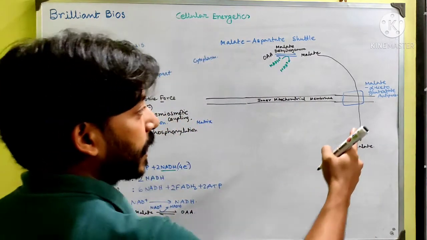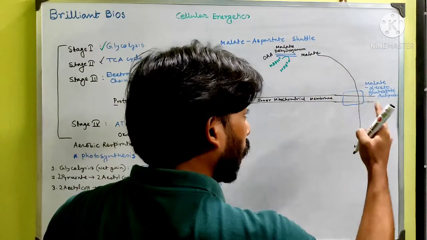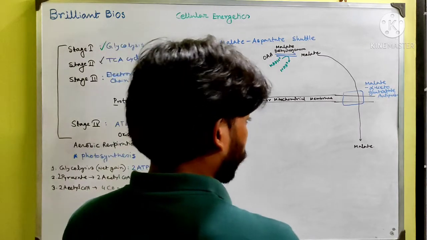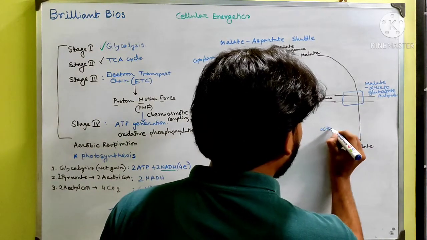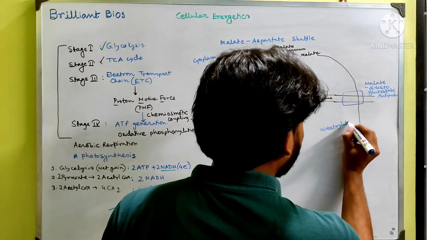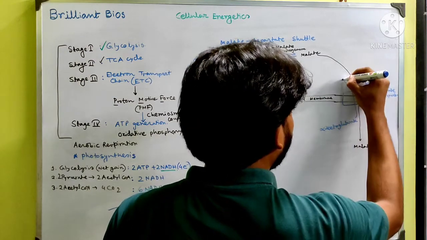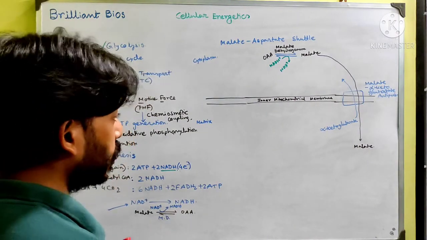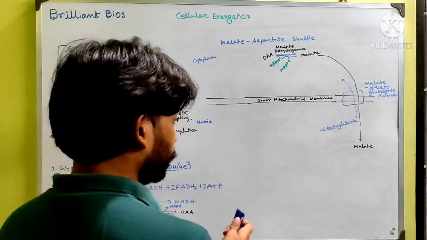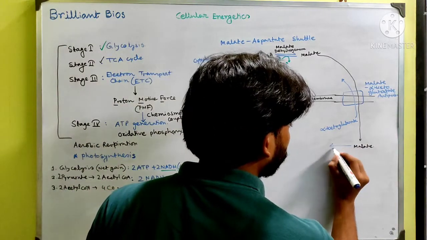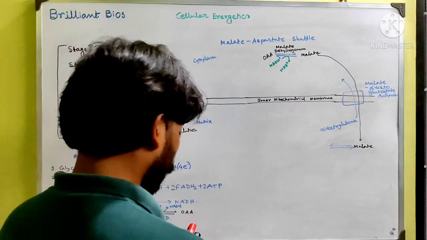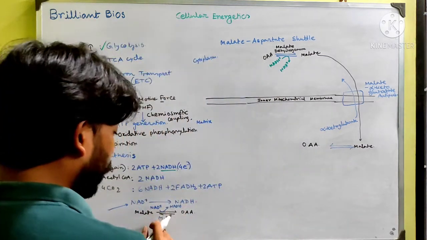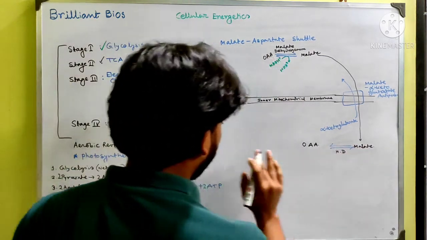Now, as I have mentioned, this is an antiporter. So when a malate enters, one alpha ketoglutarate should come out from the matrix to the cytoplasm. This is an antiporter. Now the malate, when it enters the matrix, gets converted into oxaloacetic acid by the same enzyme, malate dehydrogenase, that is present in the matrix.